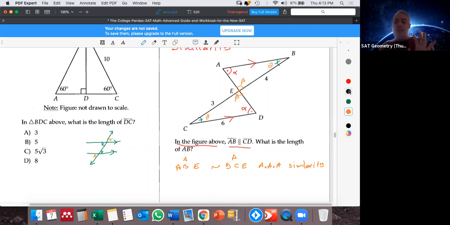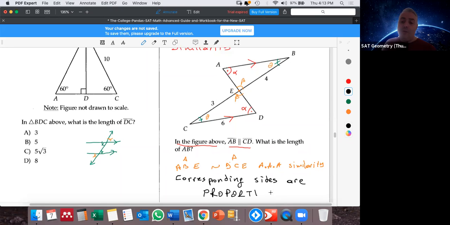So they are similar. If two triangles are similar, the rule is this: corresponding sides are proportional. Let me write the rule. Corresponding sides are proportional. What does it mean? It means this. Please have a look. Since I have three sides, let me write three proportions.